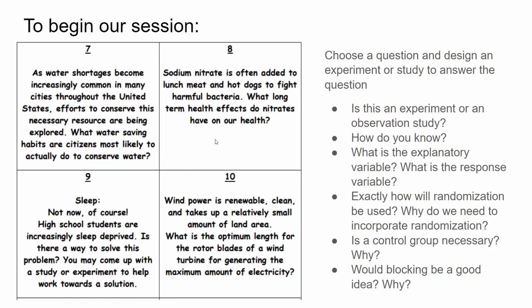While you're designing the experiment, think about whether or not this is an experiment or an observational study. How do you know? What's the explanatory and response variables? Exactly how will randomization be used? Why do we need it? Is a control group necessary? Why or why not? And would blocking be a good idea? Why or why not? So take some time to do that before you go on in this video.